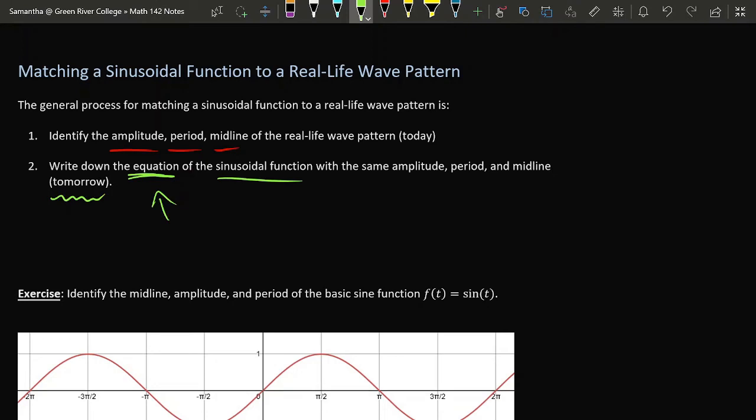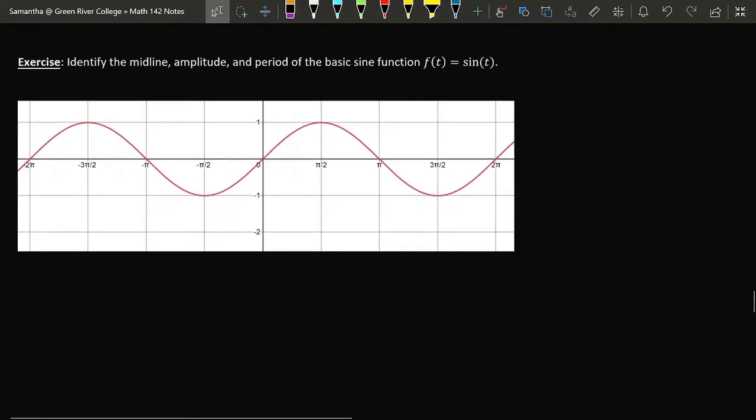To conclude today's video, let's just finish with a bit more practice identifying midline, amplitude, and period. And to begin with, what I want to do is figure out the midline, amplitude, and period of the basic, no transformations, straight up sine function. The graph is given here below.